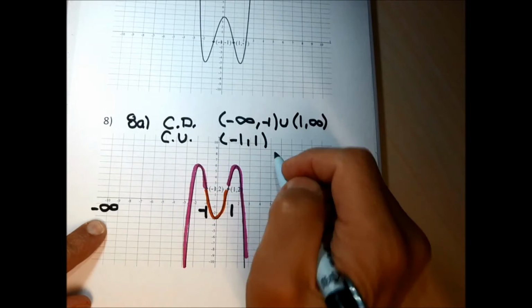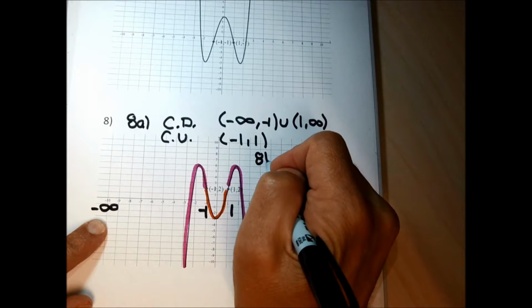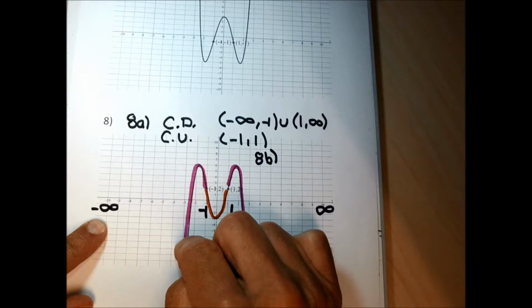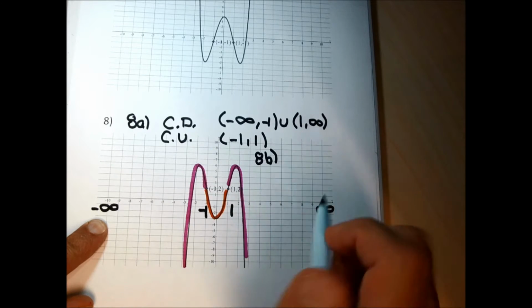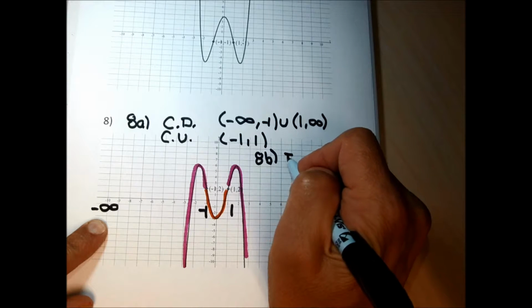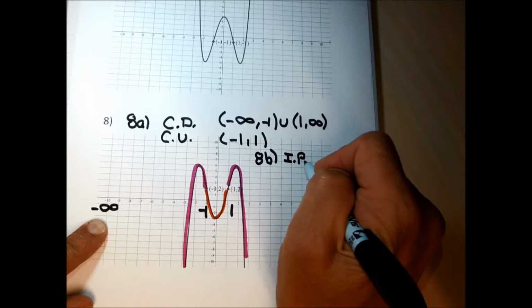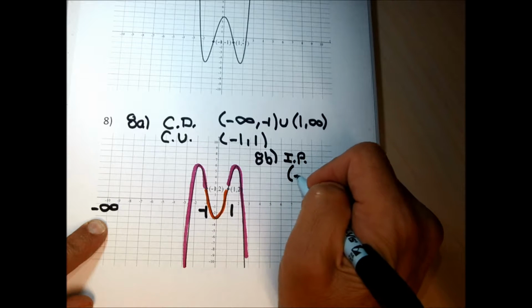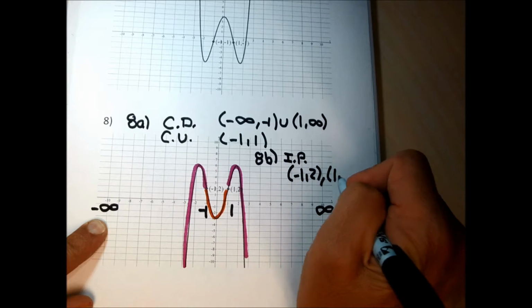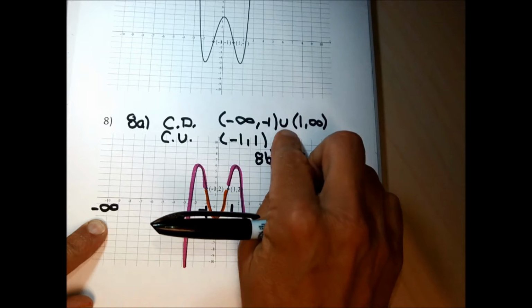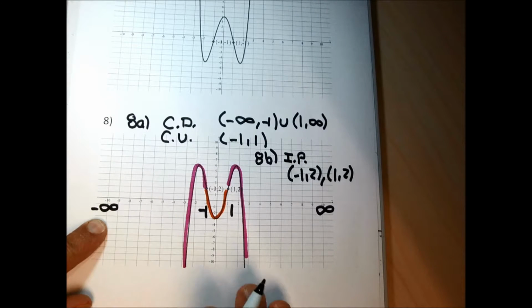For 8b, I'm going to have 2 inflection points, because any point on the graph where the graph changes concavity, whether it's from down to up or up to down, is considered an inflection point. So there's going to be 2 inflection points. Usually I don't put union symbols between those. I'm not sure. That almost seems inconsistent. Usually I put commas between multiple points, as opposed to unions between multiple intervals.